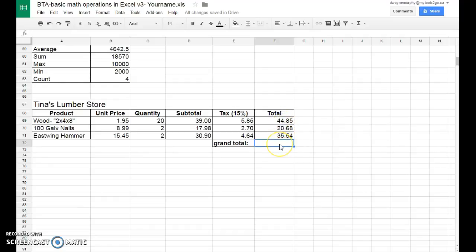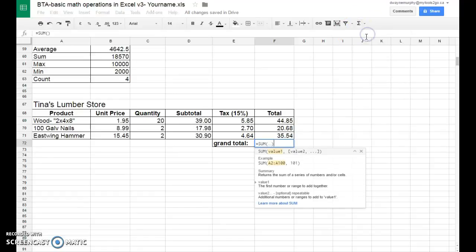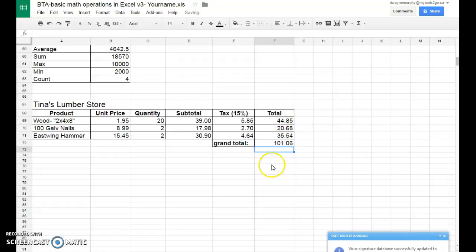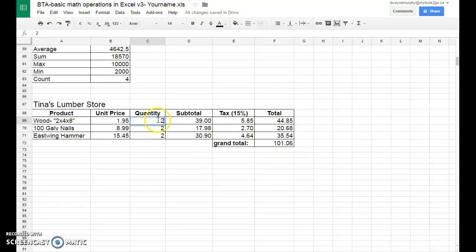And the function is sum. So highlight the cell, come up here to your functions area and say sum. And then with your sum function here, just choose the range that you want to add. And then hit enter. Oh, that's not good. Enter. Isn't that amazing? So if you change your mind and say, I want 25 2x4s, let's put 25 here. And everything recalculates. Isn't that cool?